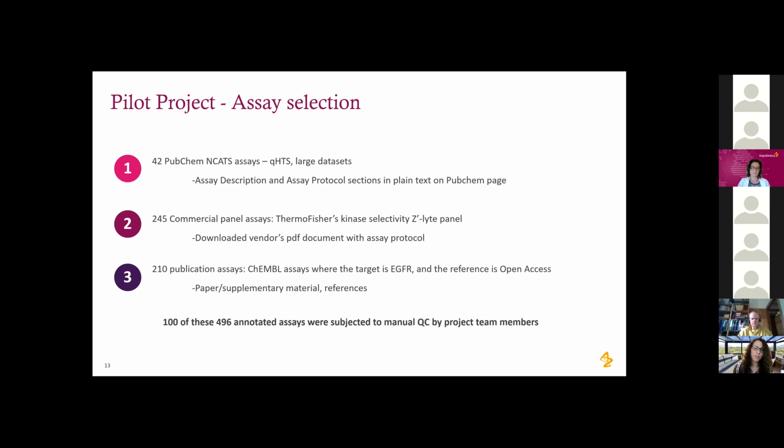And then finally, our last group of assays were those that had data deposited in ChEMBL. The target for the assays was EGFR, but the assays were described exclusively in open access publications. So PDFs, supplemental material, different citations. Of the 500 assays that went through the hybrid human-machine curation process, 100 of those were then selected for additional rounds of manual review, again, to ensure the accuracy of the metadata.